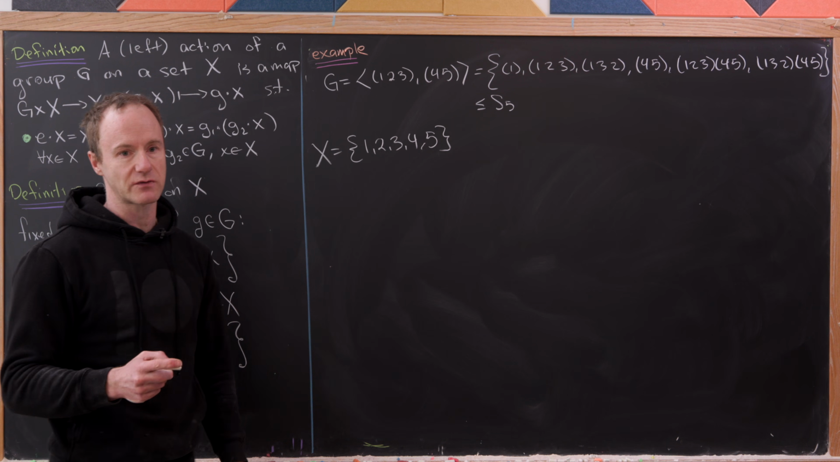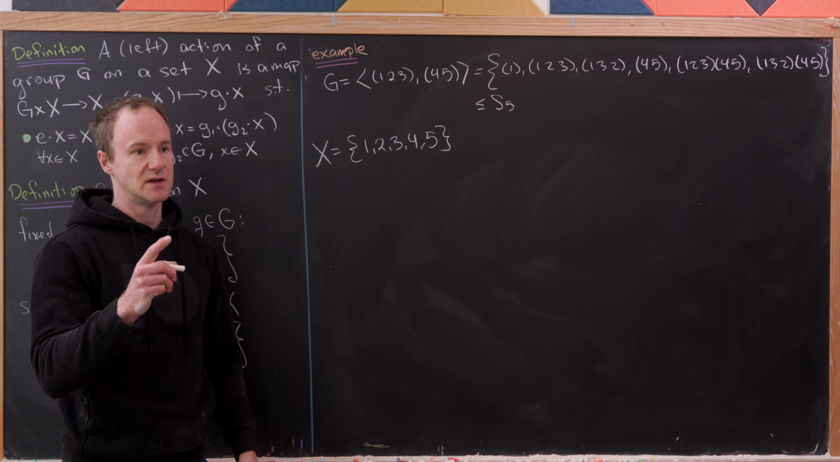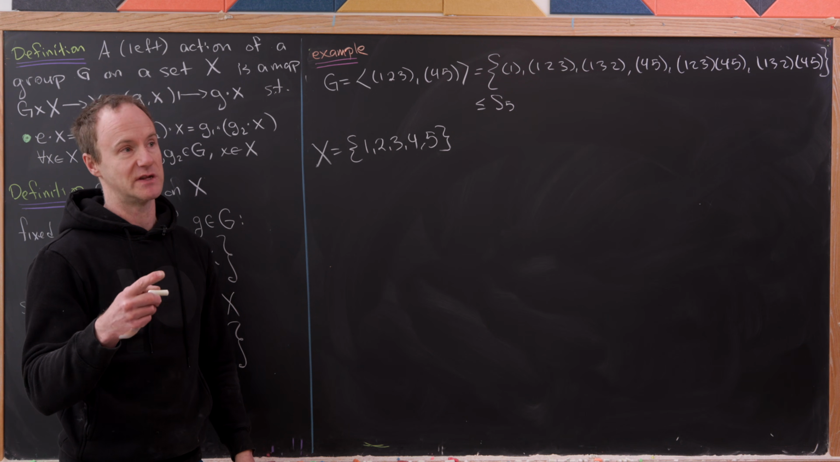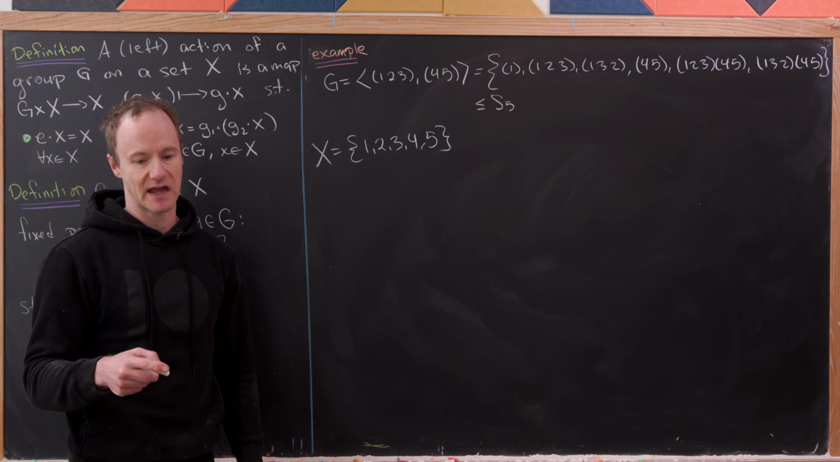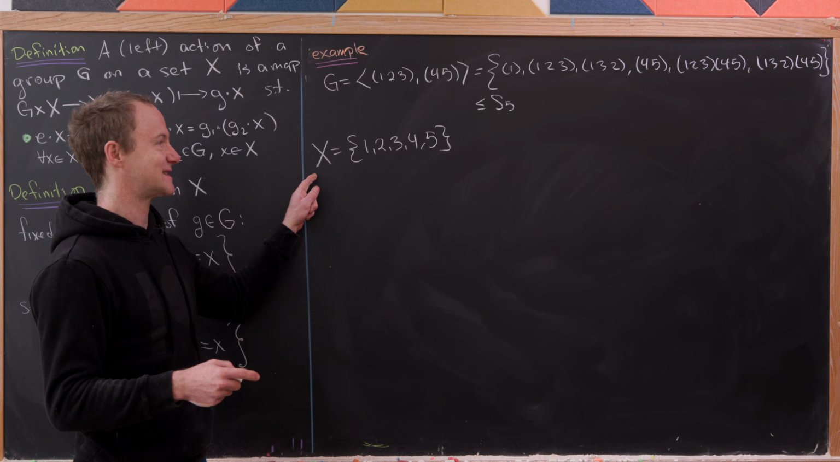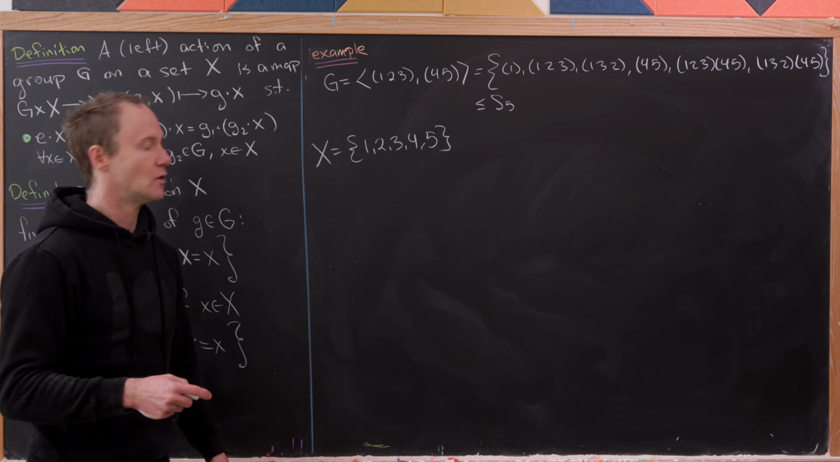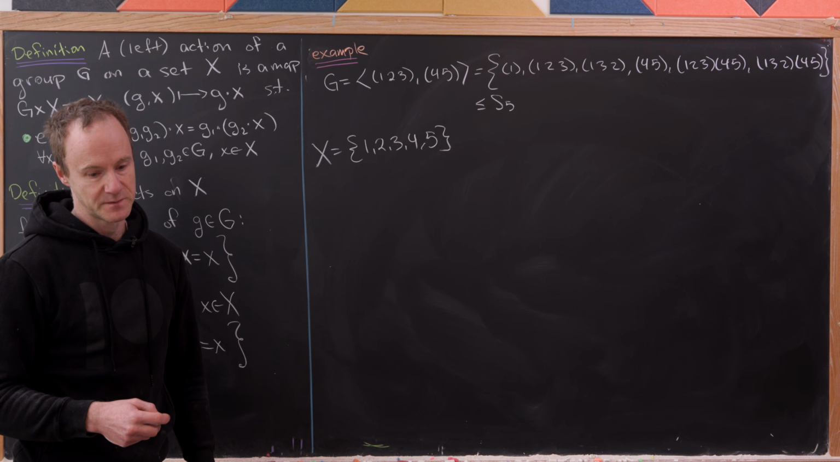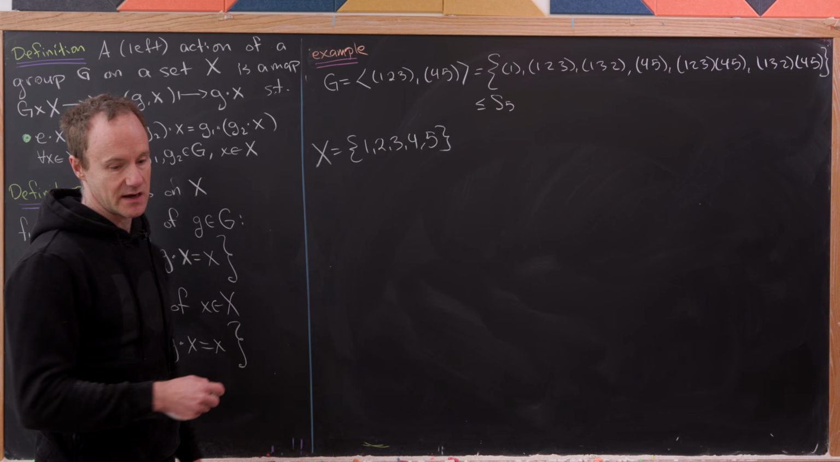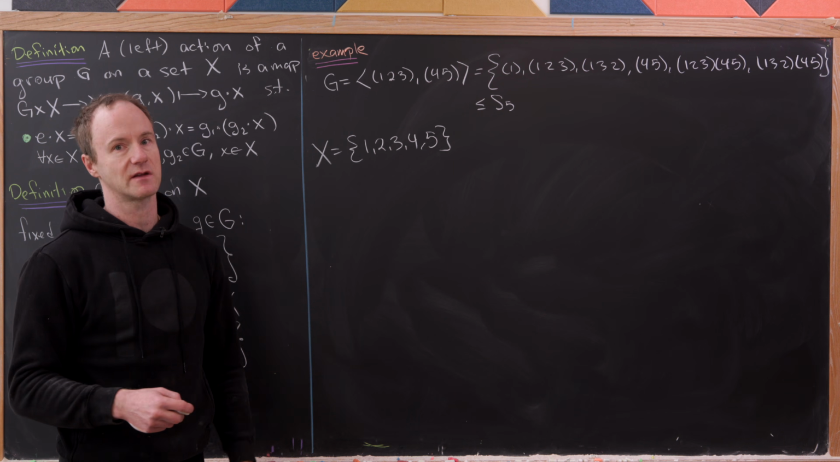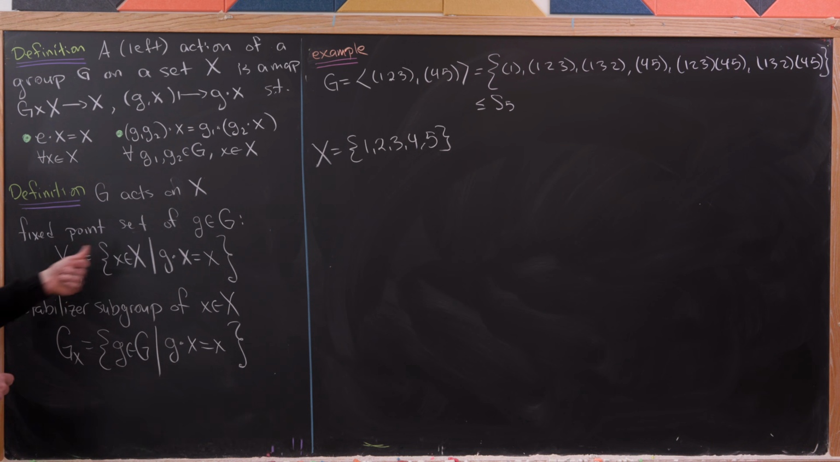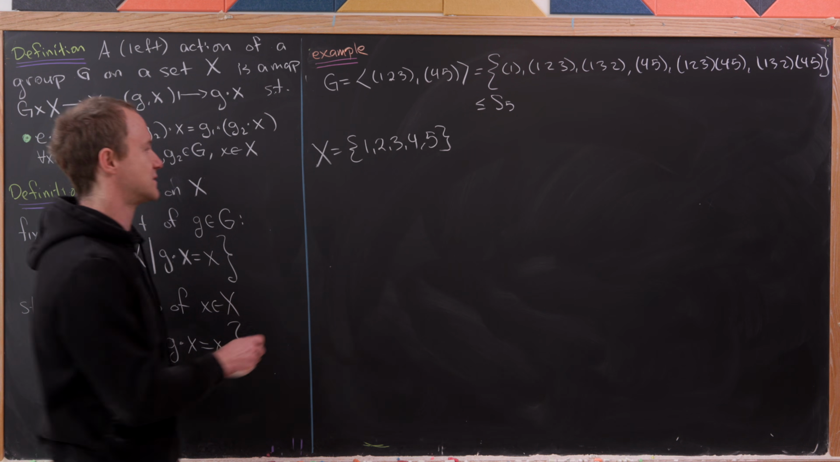The cycle (1 2 3) obviously just acts on the elements 1, 2, and 3, and (4 5) just acts on the elements 4 and 5 from the set that we're acting on, which is {1, 2, 3, 4, 5}. Okay, so let's calculate some orbits, and then let's also calculate some fixed point sets and stabilizer subgroups.